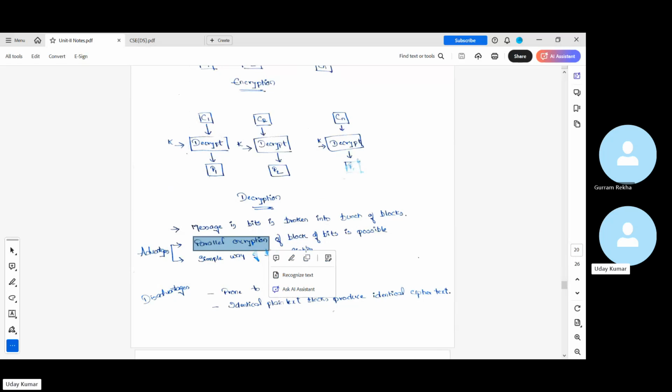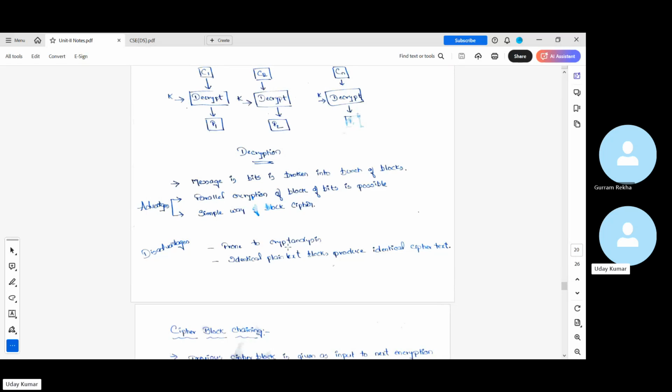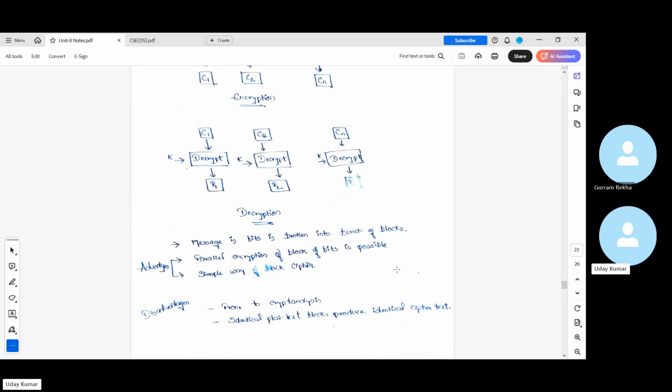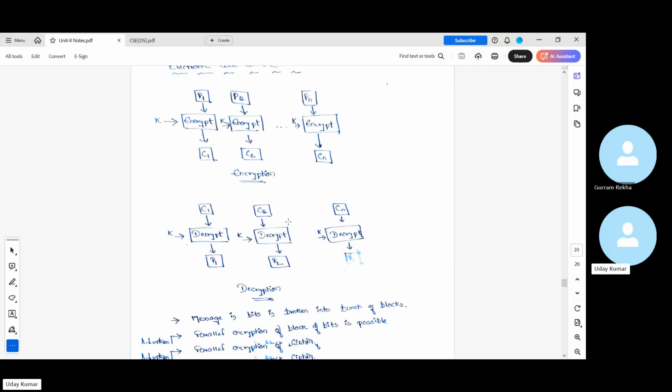Parallel encryption of blocks is possible, and the message in bits is broken into a bunch of blocks, right? These are the advantages. The disadvantage is that it's prone to cryptanalysis, because identical plain text blocks produce identical ciphertext. For example, if you have the plain text GREAT, GREAT, GREAT, the same GREAT will produce the same ciphertext. So it will be easy for the hacker to identify the original plain text.